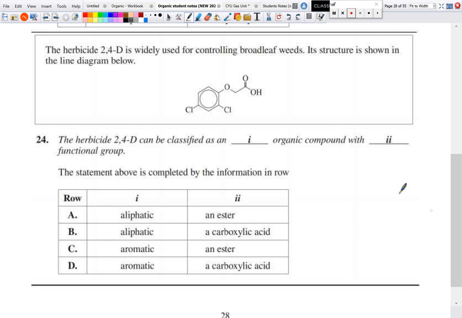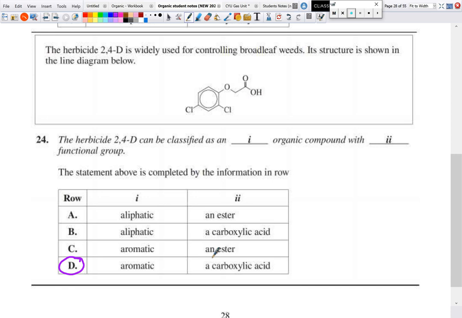And finally, the herbicide 2,4-D is widely used for controlling broadleaf weeds. Its structure is known as the line formula below. So same thing as before, classify it and what functional group should it have. So the answer is going to go up in 2 seconds. And our answer would be D.